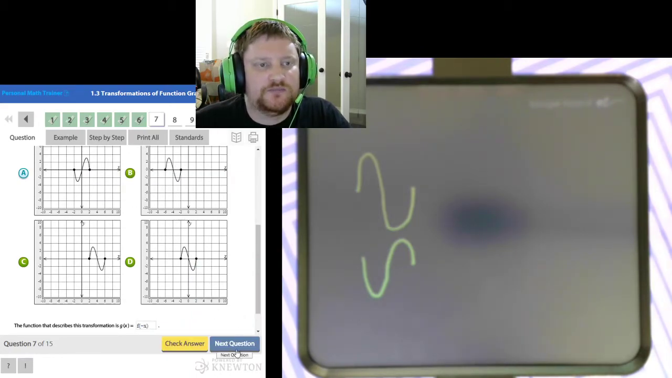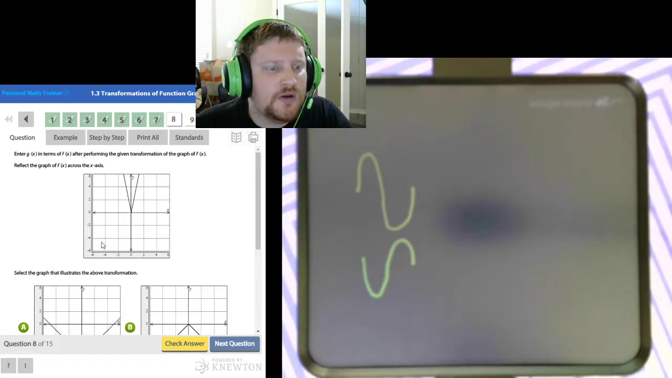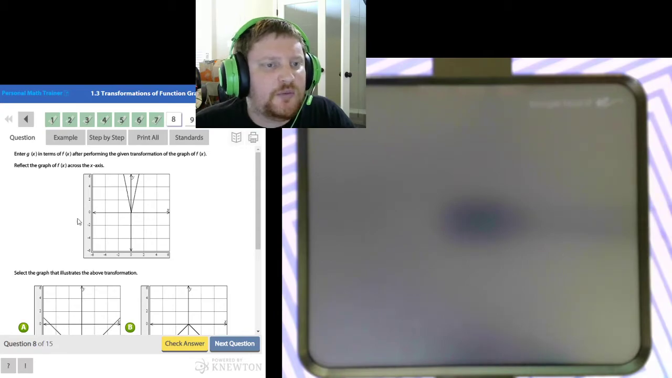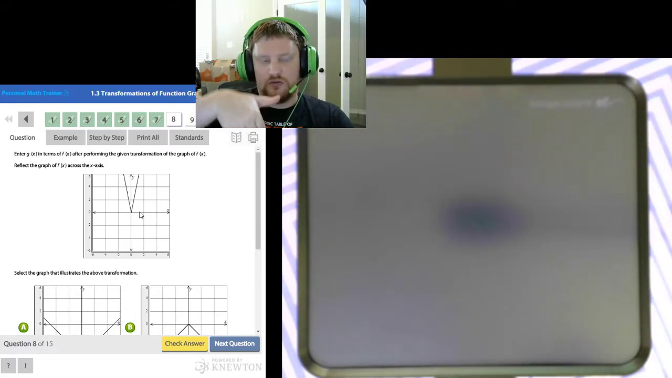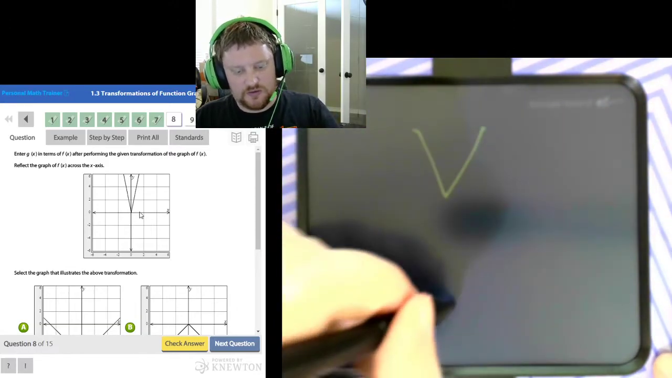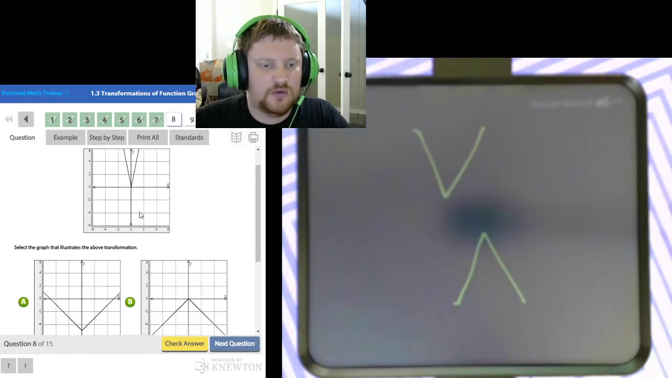Next question. Enter g of x in terms of f of x after performing the given transformation. So once again, it's the same type of thing. This time we're reflecting across the x-axis. So flipping across the x-axis is a vertical reflection. So right now our graph opens up, so we need to find a graph that opens down.